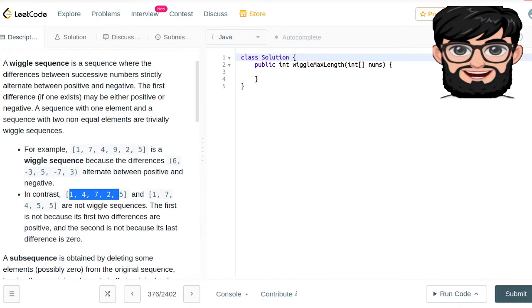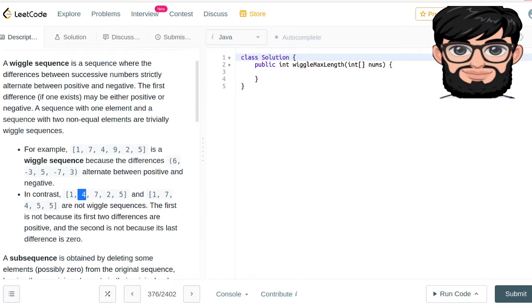And look at this example where 1 4 7 2 5: 1 and 4 is increasing, and then 4 and 7 is increasing again. There are two sequences, 1 4 7 2 5 and 1 7 4 5 5, that are not wiggle sequences. If we remove 4 or 7, then it becomes 1 7 2 5, and then it becomes a wiggle sequence.